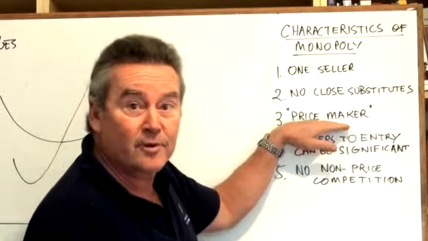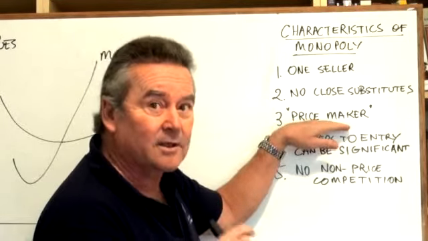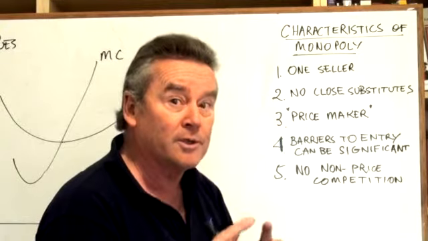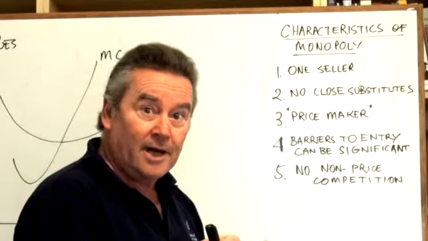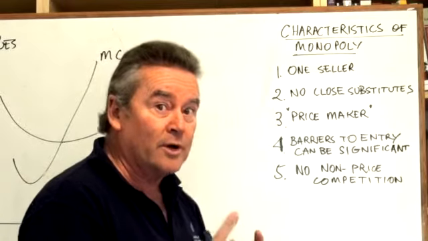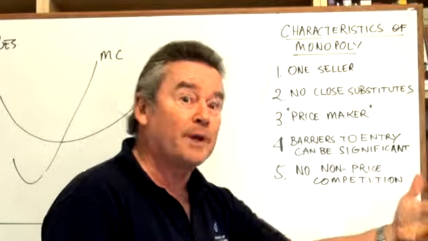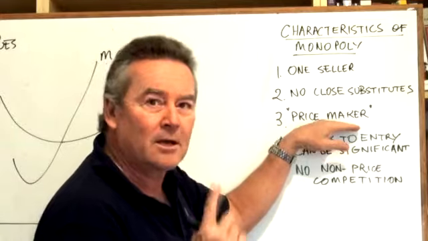We refer to this firm, in fact, as a price maker. Remember we talked about the firm in pure competition as a price taker, having no market power whatsoever. Well, now we're up the other end of the spectrum, the price making monopolist.